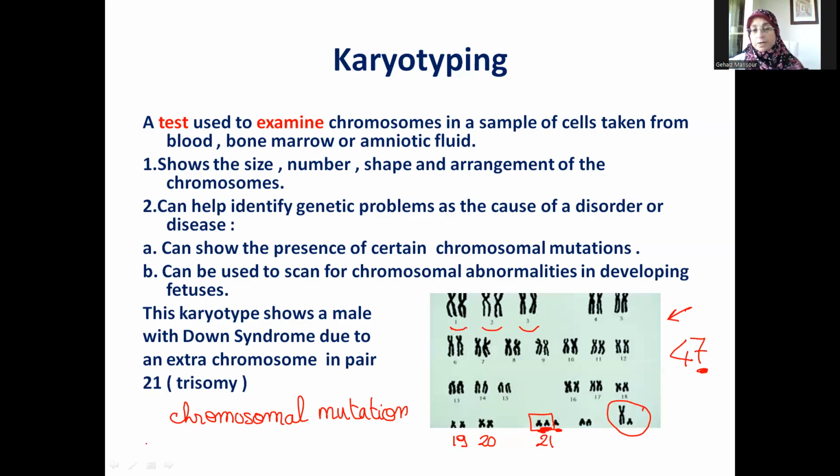So this is number 1. It is a chromosomal mutation in which you have an extra chromosome. And number 2, this chromosomal mutation affects the autosomes, not the sex chromosomes. So we say that it is an autosomal mutation. Number 3, it occurs in a specific pair, which is pair 21, and we have a condition that is called trisomy, because instead of having a pair or 2 chromosomes at pair 21, we have 3 chromosomes. So it is called trisomy.